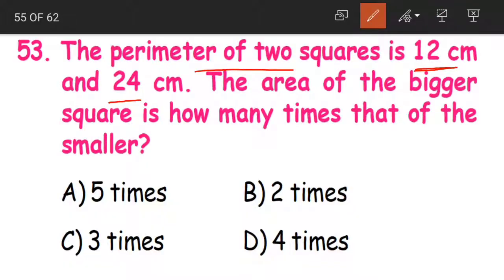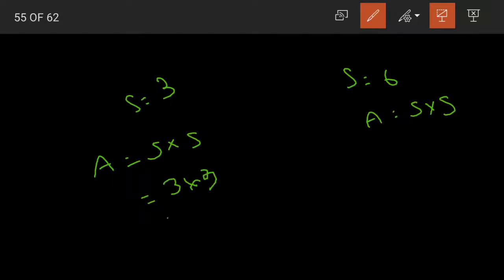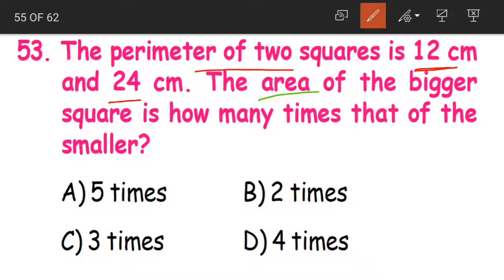Now what should we find out? We should find out the areas. S is equal to 3, S is equal to 6. Area is equal to S into S. So for the first square, area becomes 3 into 3, 9. For the second square, area becomes 6 into 6, 36. So what are the areas? 9 and 36. The areas of the squares are 9 and 36.